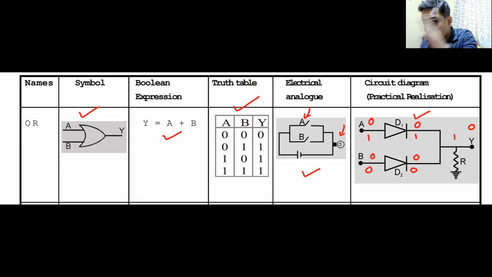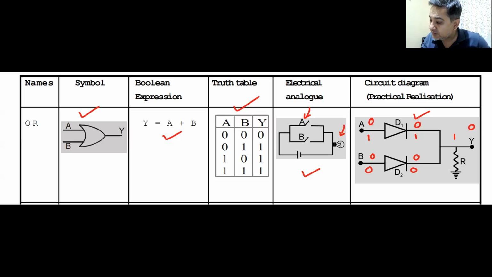So this is how a question might come. A diode question may not come because it might get too complicated. But do we understand this? Yes or no? Yes, sir.